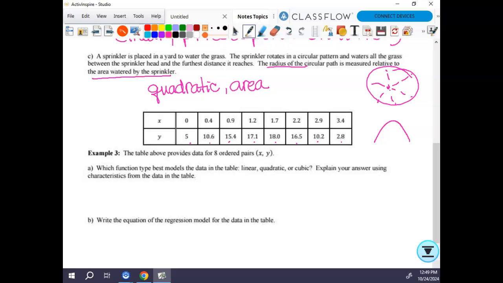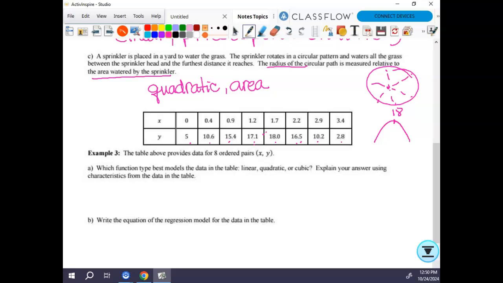Now, would you say that the maximum value is 18? No, we don't know that for sure, right? But we do know that the maximum value occurs right around in here somewhere. It could be between these. So basically, your maximum value is somewhere between 17.1 and 16.5, or maybe kind of close to 18, but it does not guarantee it. So don't fall into that trap.